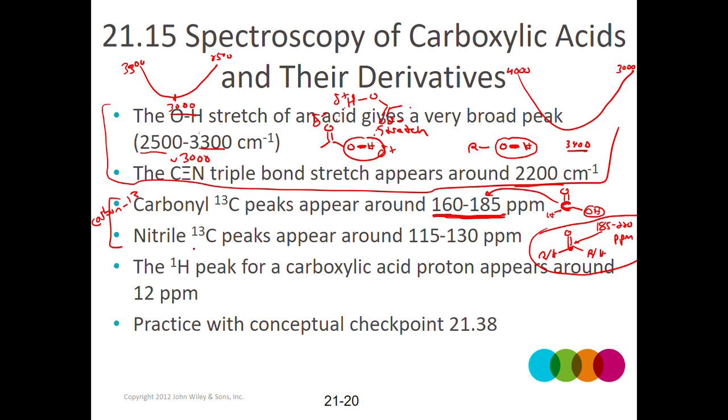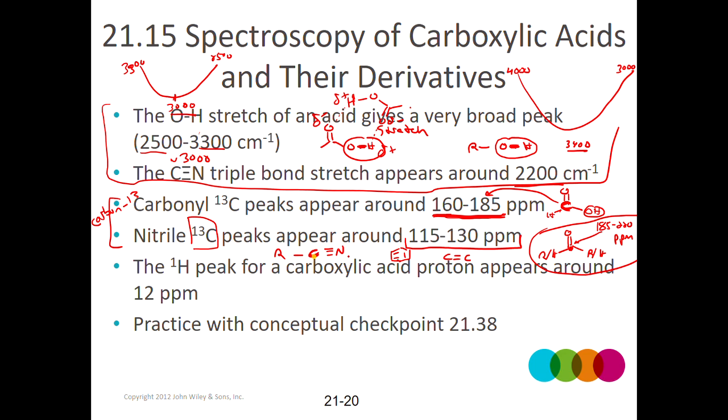The nitrile carbon 13 peak, that's the carbon that is triple bonded to a nitrogen. That carbon signal, unfortunately, comes right in the area where we expect sp2 hybridized carbons of an alkene or an aromatic ring. So those are often hard to notice.